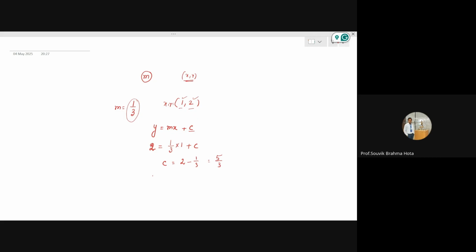Therefore your equation will become y is equal to 1/3 x plus 5 by 3. You can modify it because you can see 1/3 can be taken as common and multiplied with y. So 3y is equal to x plus 5. That can be written as the final form of it, though it is not the standard form. The standard form is this only, because there you will find the gradient as well as the intercept.